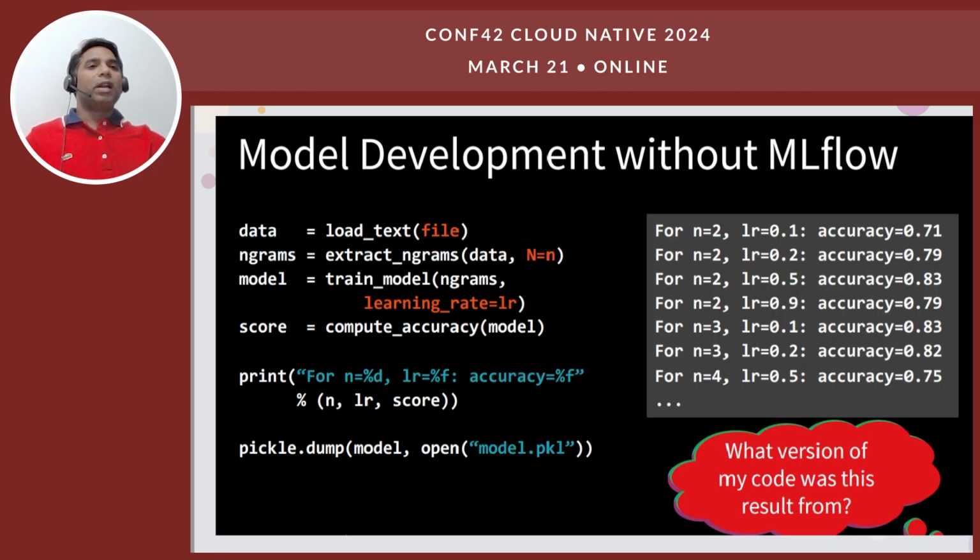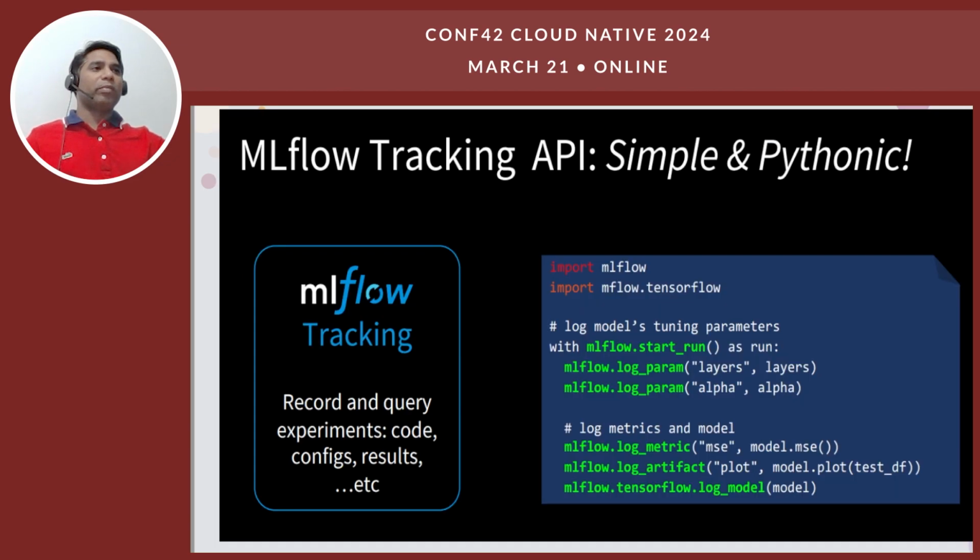All right, now coming to the code. Typically, to train a model, we load the input data and extract some features, and I'm using n-grams to extract the features. Then I'm going to train a model and compute the accuracy. Now, what version of my code was this result from? No idea. To handle this, we need mlflow tracking, which is ideally used to track all the experiment results. Now, let's see how the code looks with mlflow.